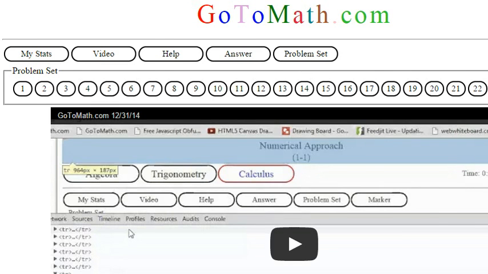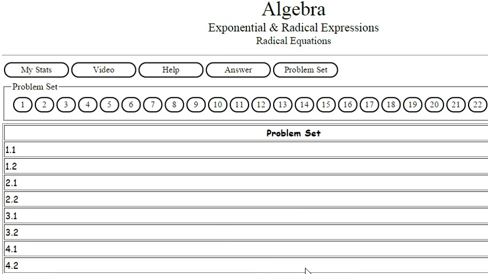Okay, we're at gotomath.com. Click on Algebra. Let's go down to Radical Equations. We're going to be looking at 9.2 here. Alright, so this is kind of quiz time for you. Write this down.